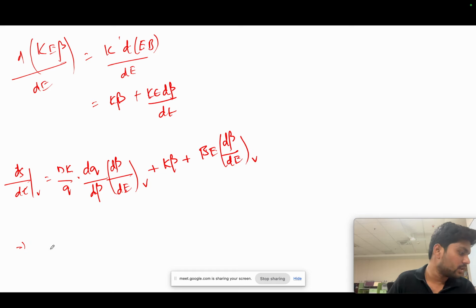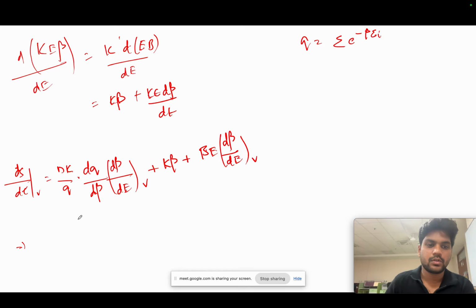From here I will also do this one: Q equal to sum of e power minus beta epsilon i. Now if you do dQ by d beta, the exponent will come down, so this will become minus epsilon i e power minus beta epsilon i, so sigma of minus epsilon i.